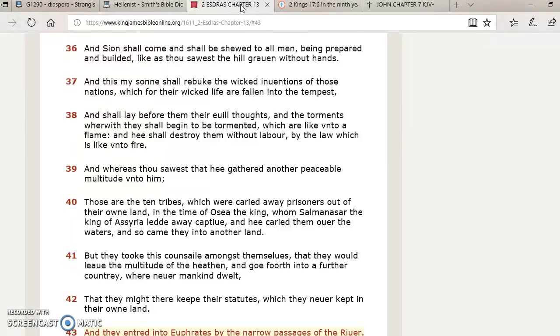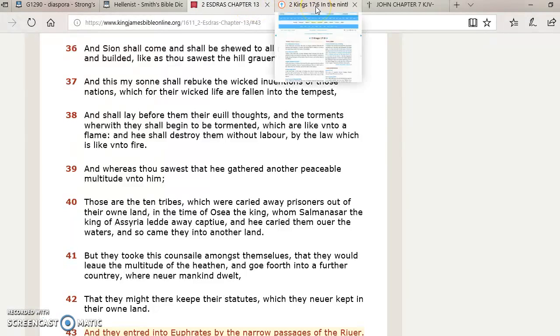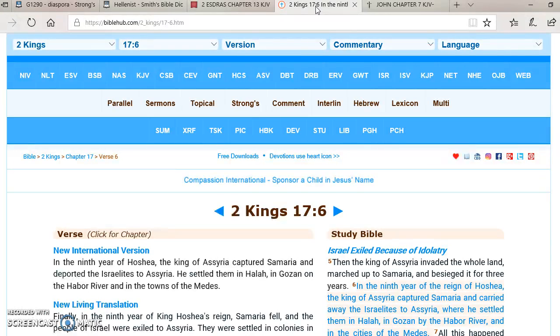"And whereas thou sawest that he gathered another peaceable multitude unto him," and that says those are the 10 tribes "which were carried away prisoners out of their own land in the time of Hosea the king, whom Shalmaneser the king of Assyria led away captive, and he carried them over the waters, and so came they into another land." So let's look at this. This is 2 Kings 17 and 6.